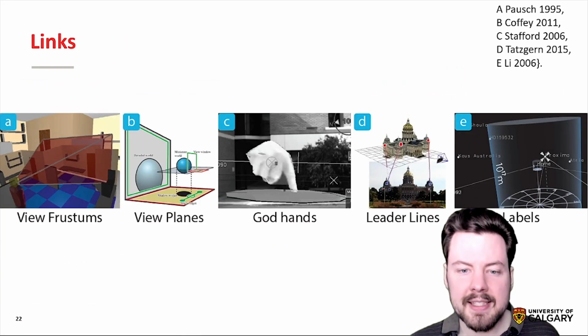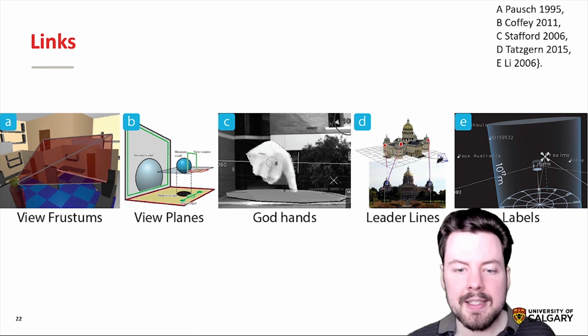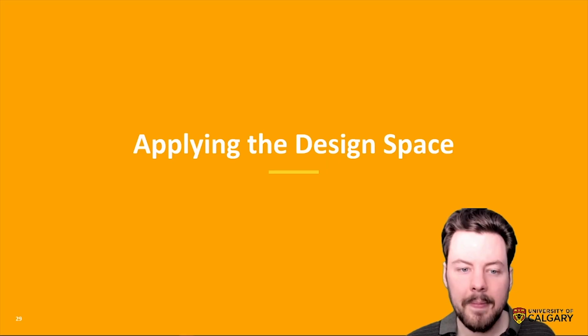The other dimension I'll discuss is links. These are features that directly link the scale replica with its environment. There are a wide variety of potential links, more than we observed in our sample. Two examples that we did observe, though, are C, God hands, which show the position of the viewer's hand on the replica in the environment, and D, leader lines, which directly connect the replica and the environment.